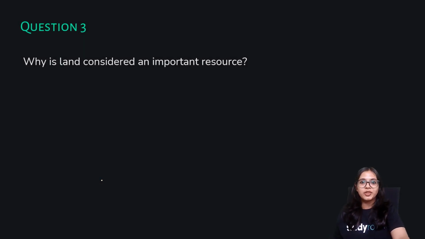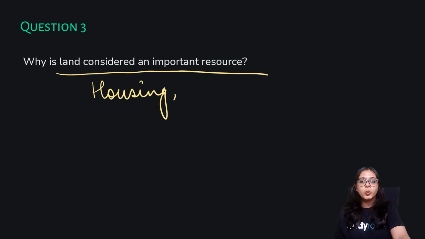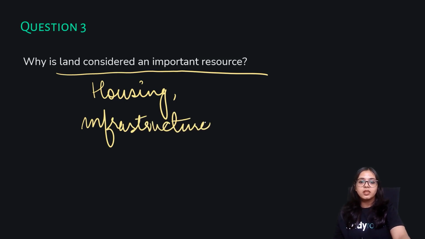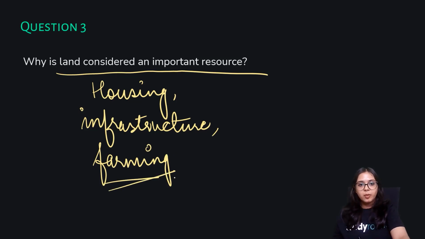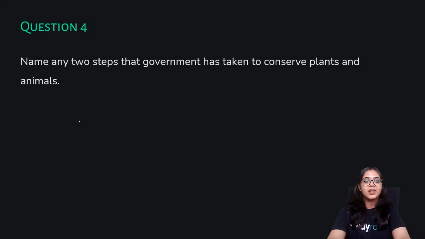Why is land considered an important resource? The very obvious answer, because we need land. We need land for housing purposes. We need land for building different infrastructure. Okay, and for survival, right? Because housing and infrastructure would not have been going on had we not discovered farming. So agriculture, farming, for housing, for infrastructure, but then come your industries and other important urban complexes. So we need land for all these reasons, and that is why land is considered an important resource.